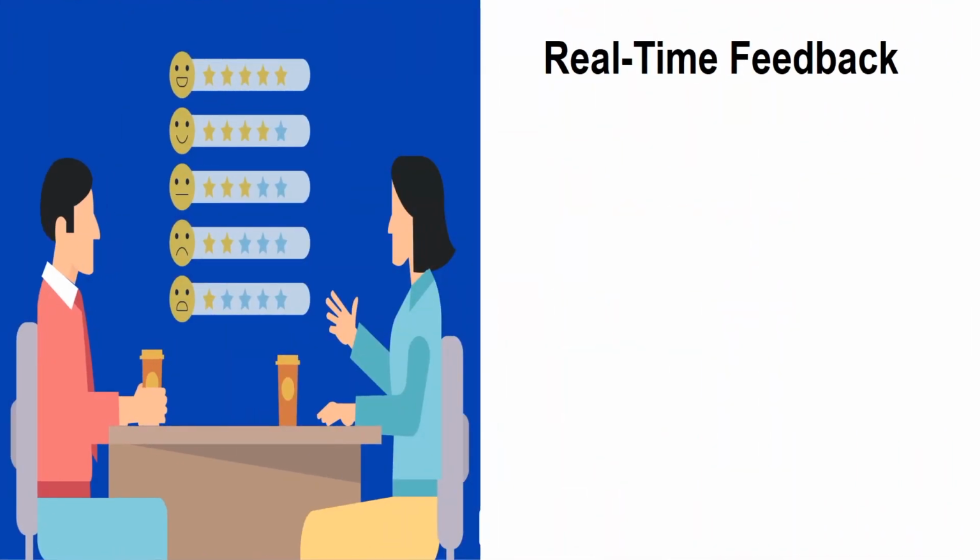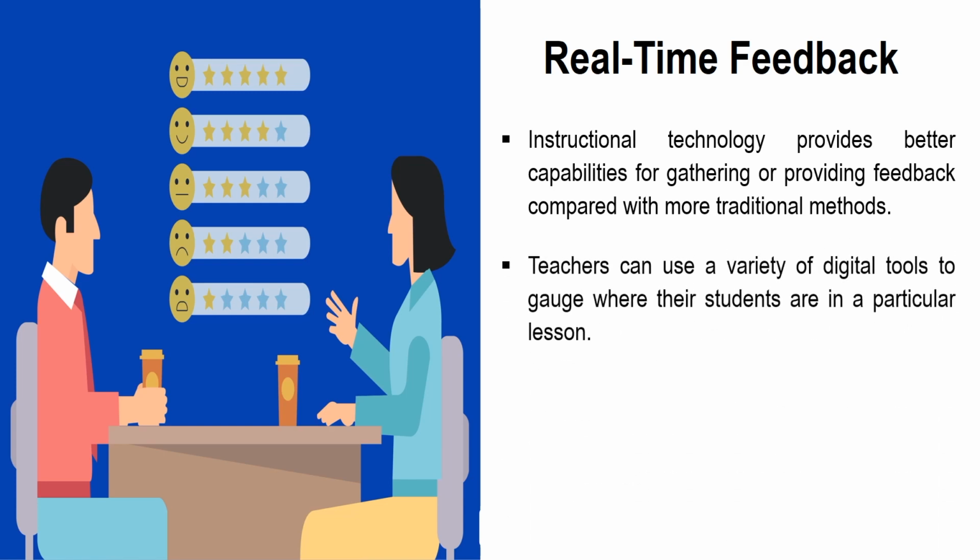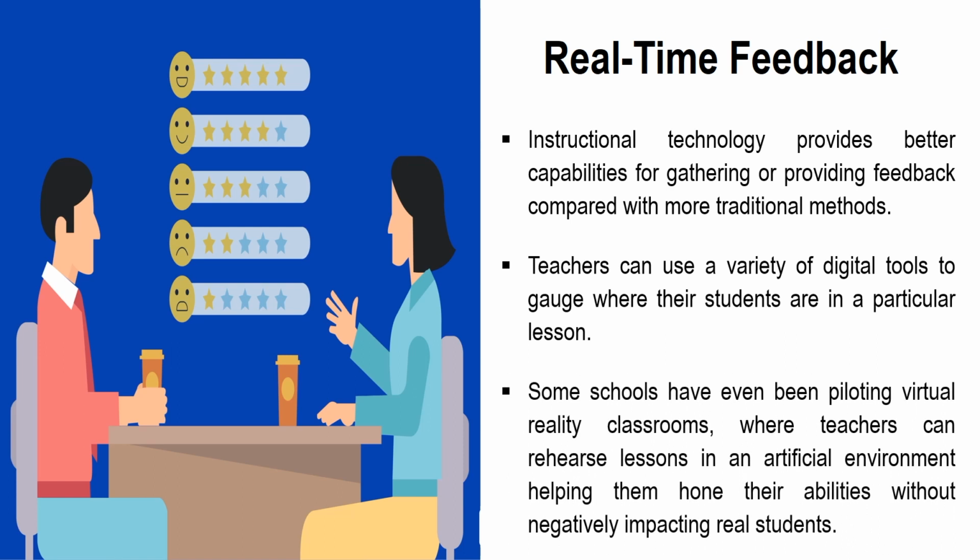One thing you are supposed to do to motivate students is take real-time feedback and implement it to improve your instructional strategy. Instructional technology provides better capabilities for getting and providing feedback compared with more traditional methods. Teachers can use a variety of digital tools to gauge where their students are in a particular lesson. Some schools have been piloting virtual reality classrooms, where teachers can rehearse lessons in an artificial environment, helping them hone their abilities without negatively impacting the students.